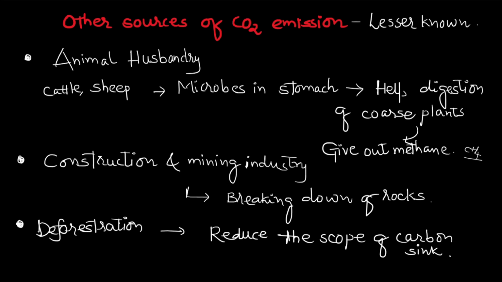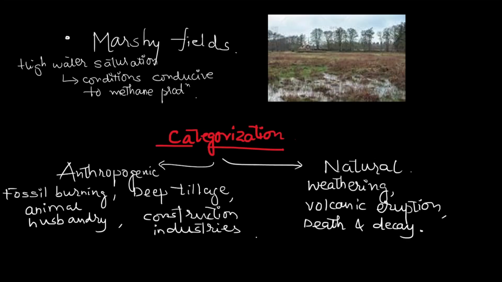So these are the various sources, and the other one is the marshy fields. Wherever the fields are marshy, for example, in rice cultivation, the fields are marshy. In those situations, there is high water saturation, and those conditions are conducive for methane production. As and when methane, CH4, is produced, a possible emission of CO2 is there because when it reacts with oxygen, it can eventually produce CO2. So that is how CO2 emission takes place by the marshy fields as well.